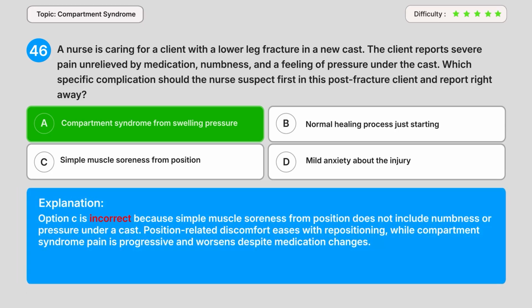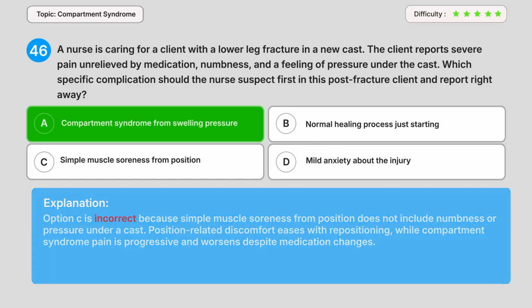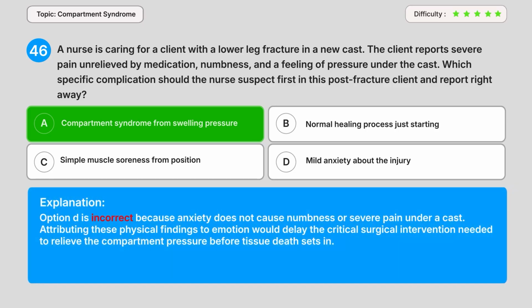Option C is incorrect because simple muscle soreness from position does not include numbness or pressure under a cast. Position-related discomfort eases with repositioning, while compartment syndrome pain is progressive and worsens despite medication changes. Option D is incorrect because anxiety does not cause numbness or severe pain under a cast. Attributing these physical findings to emotion would delay the critical surgical intervention needed to relieve the compartment pressure before tissue death sets in.